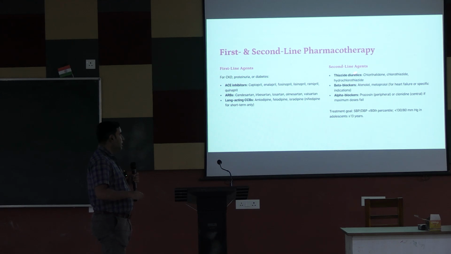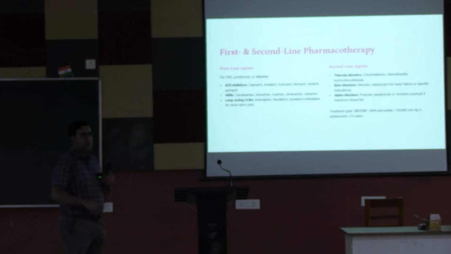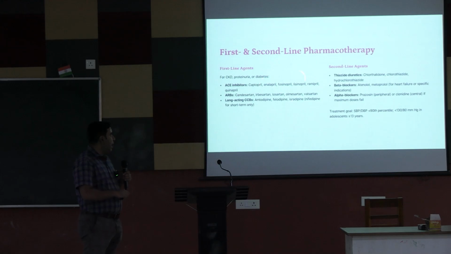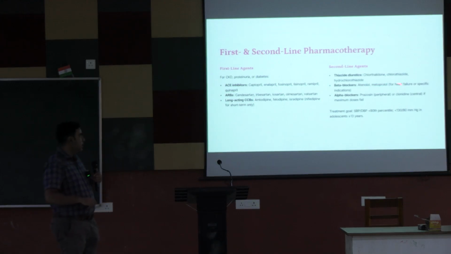What are the second line agents? We use diuretics like thiazide, chlorothiazide, chlorthalidone, beta blockers, atenolol, metoprolol, and alpha blockers, but these are less commonly used. Most of the pediatric age group patients have hypertension associated with renal disease, proteinuria, or post-streptococcal glomerulonephritis, so we control the hypertension with these. These are less commonly used.